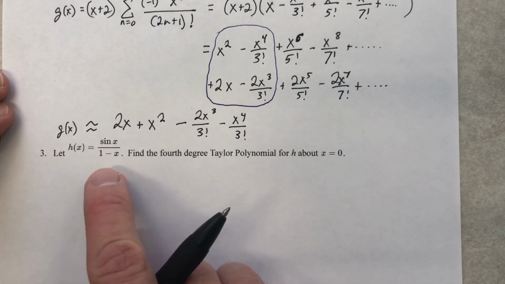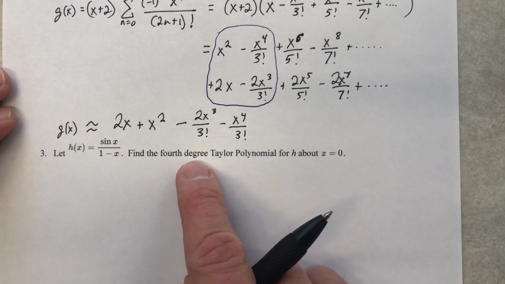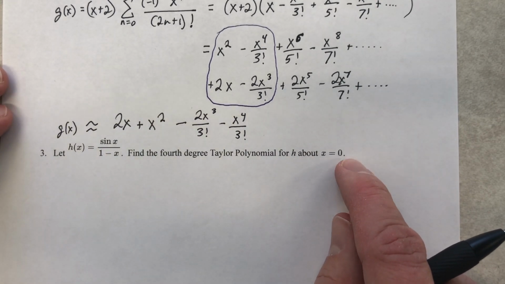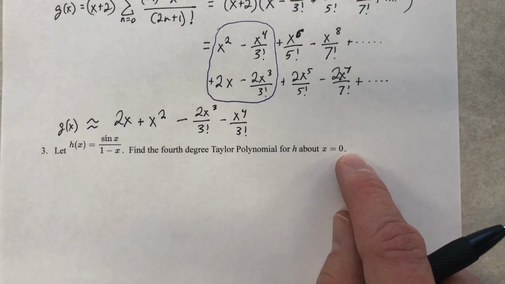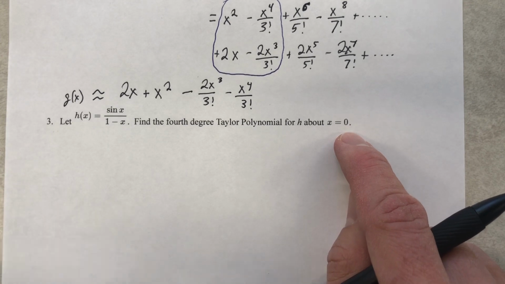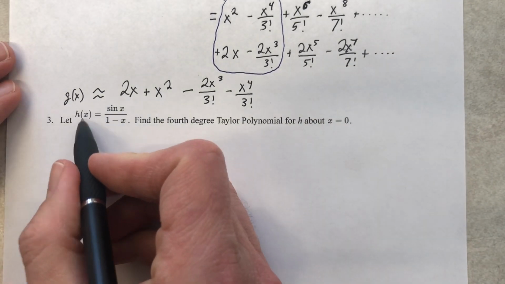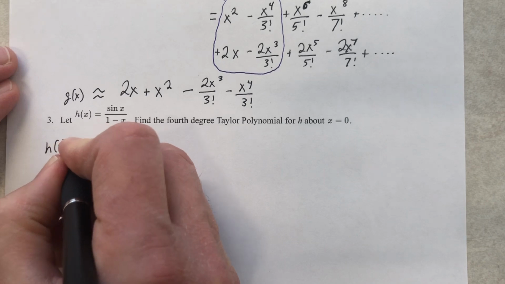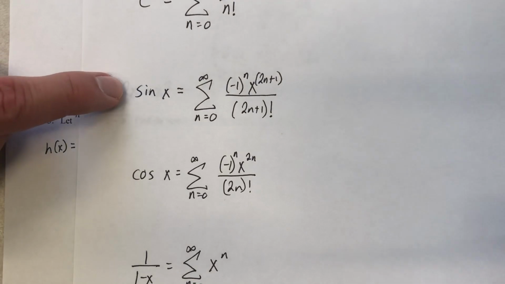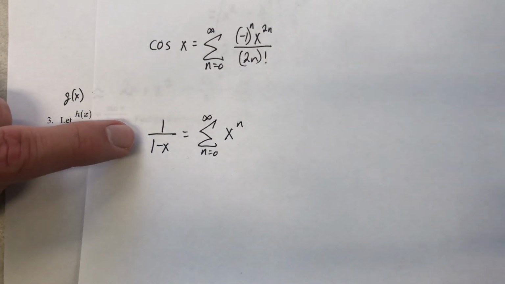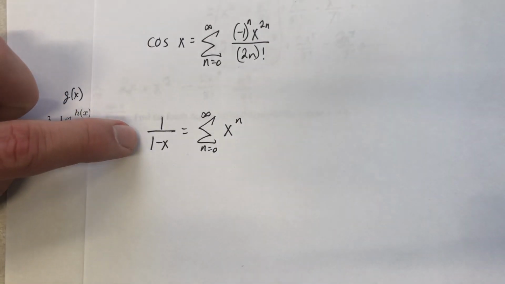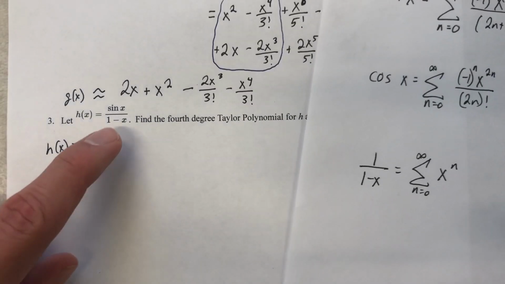Let h of x equal sine x over 1 minus x. Find the fourth degree Taylor polynomial for h about x equals 0. Okay, fourth degree. When you're finished with this answer, you're going to have a highest exponent of 4, okay? First of all, look at what you have. h of x is sine x over 1 minus x. And I really hope you notice what is very obvious and then what's a little bit obvious. If you multiply sine x by 1 over 1 minus x, you would get this.